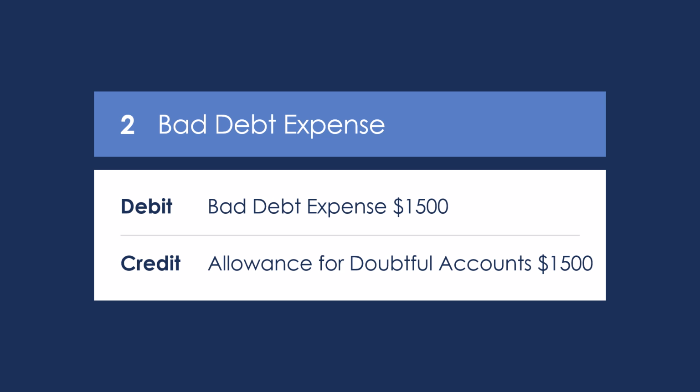Let us assume that the estimate for bad debts is $1,500. We debit bad debt expense for $1,500 and credit allowance for doubtful accounts, $1,500. The allowance is a credit or offset to accounts receivable, a Contra asset. To be sure, it is an estimate.